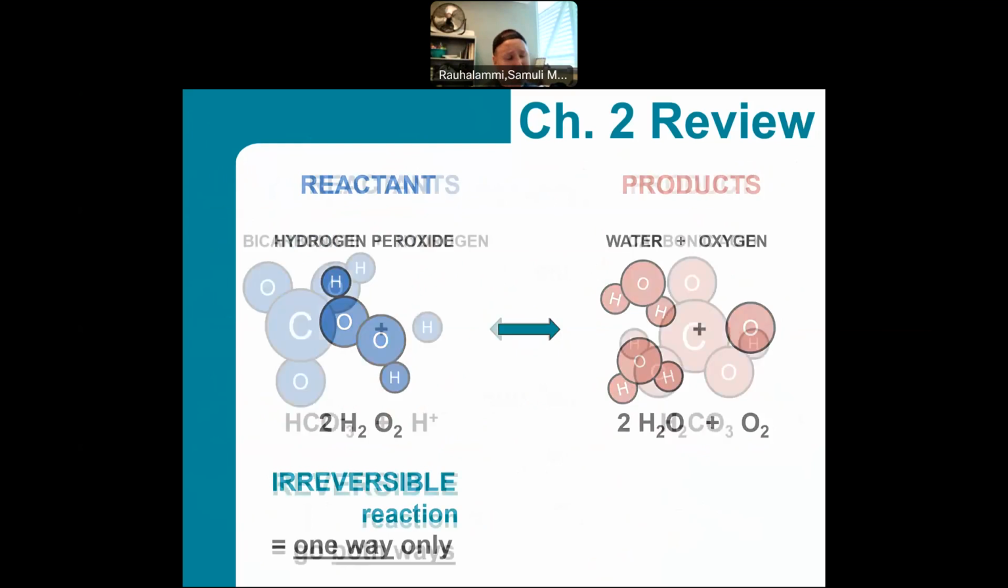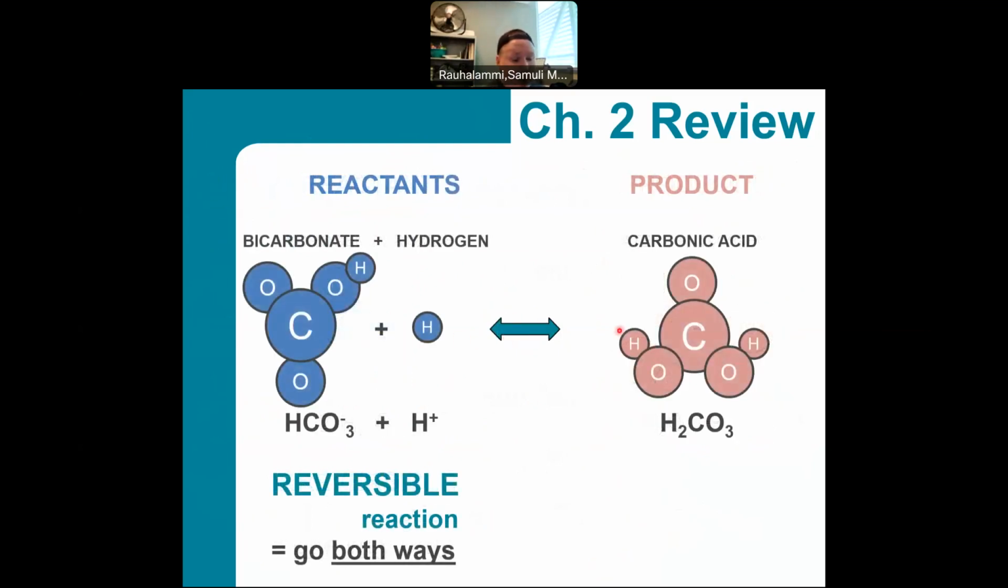We can have some reactions where this is not the case, where we can go both ways. So in this picture that we're seeing here, the reactants, what goes into the chemical reaction, are a bicarbonate and a hydrogen. When bicarbonate and hydrogen have a chance to react with each other, they form a product that's carbonic acid. But it also can be that this product, our carbonic acid, can go back into being a bicarbonate and a hydrogen. So this reaction can go either way.